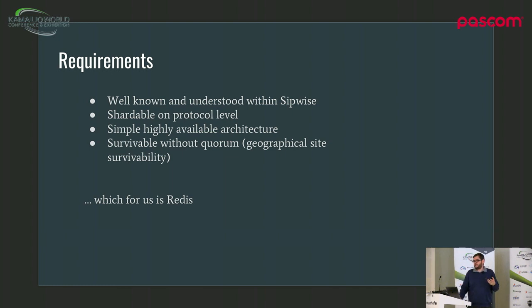It should be simple from a high availability point of view, like master-slave replication was totally fine with us. And one other thing is survivability without quorum. We are getting more and more requests saying, okay, we need geo redundancy and geo-site survivability. There are customers in the UK or somewhere on some island saying, okay, they are part of a cluster, but if all the internet connections to, let's say, the mainland die, it should still be able to do calls, right?